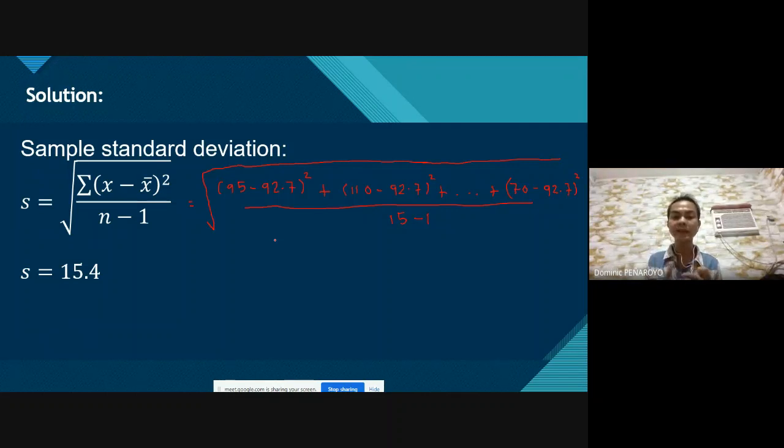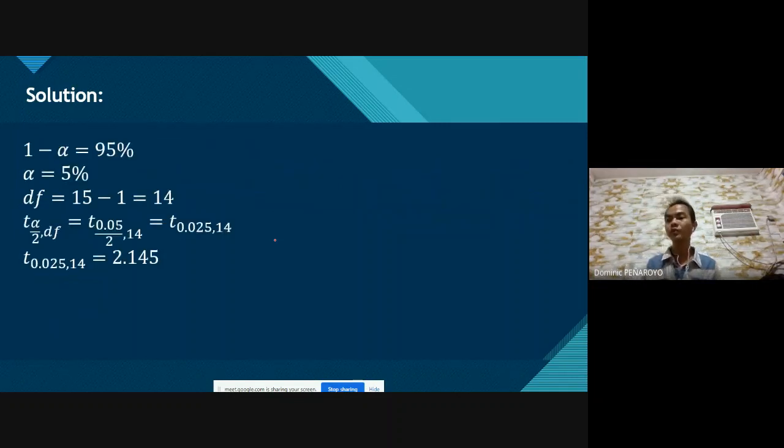The next is finding the t-value. Using again our t-distribution table, what is our t-value? That would be 2.145. Since it's 95%, our alpha or two tails is 5% or 0.05. Our degrees of freedom is 15 minus 1, that's 14. So for the one tail, that would be 0.05 divided by 2, so that would be 0.025. The intersection of the one tail, 0.025, and 14 is 2.145.